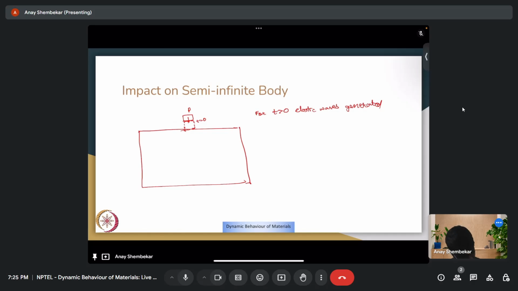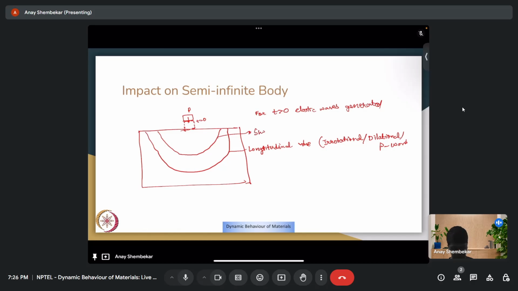So what we see is three different types of waves. This is the longitudinal wave, also called the irrotational dilational P wave. Then another wave front that we see is the shear wave. This is called the transverse distortional SH, SV waves.